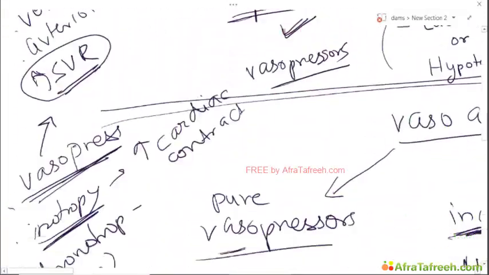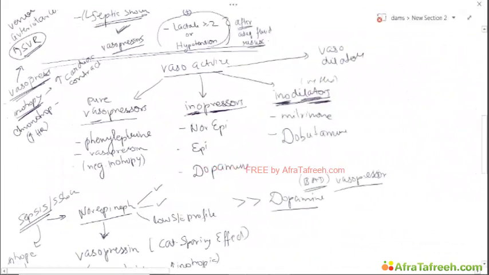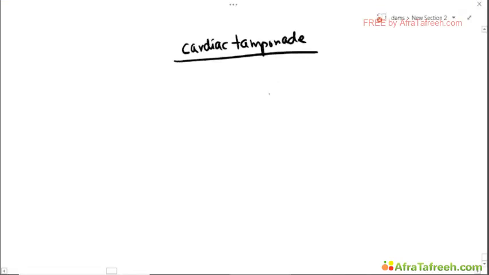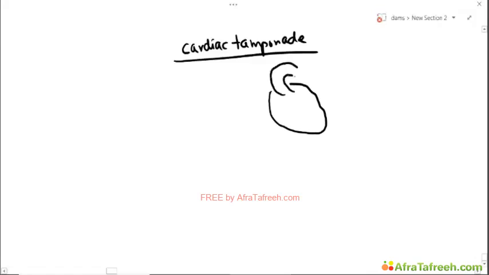Okay, here we go. Right. So, cardiac tamponade. What exactly is this? So, suppose this is the cardiac sac with aorta and the vena cava, right?